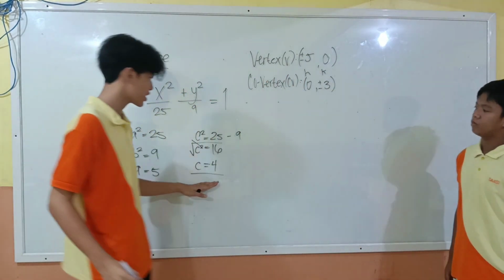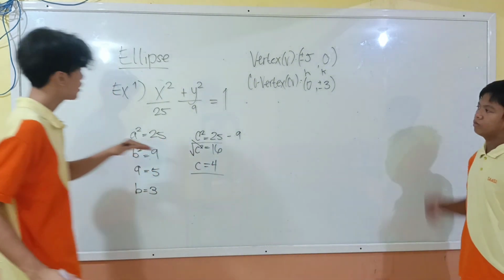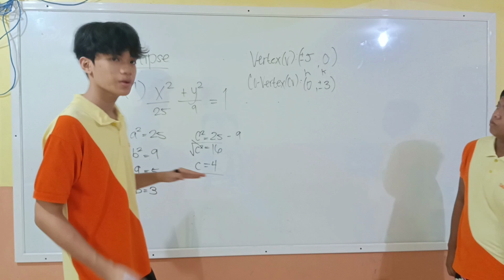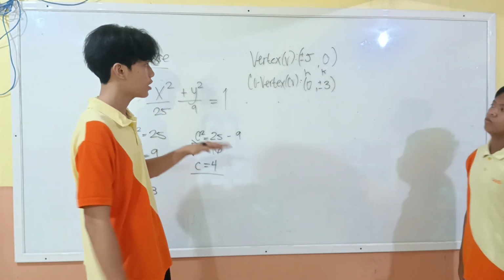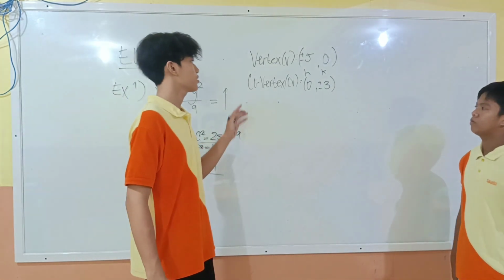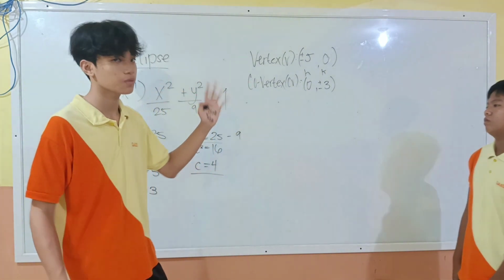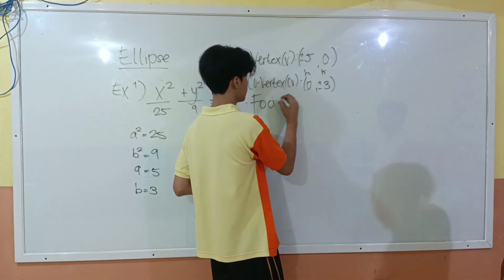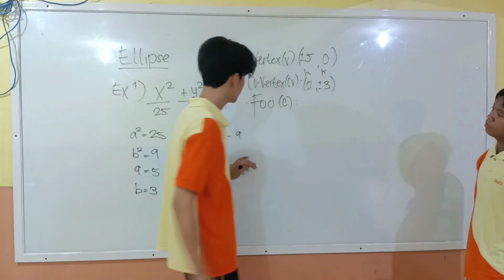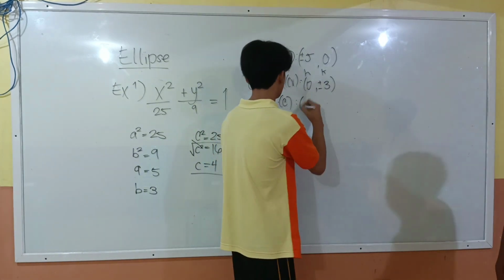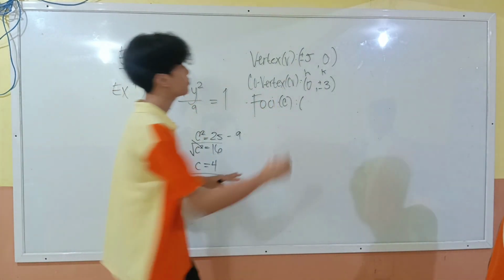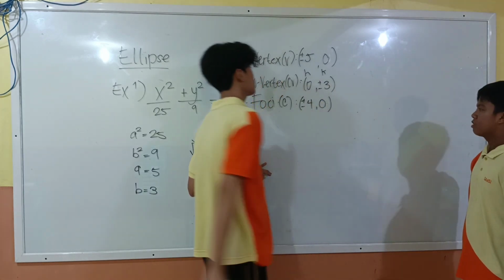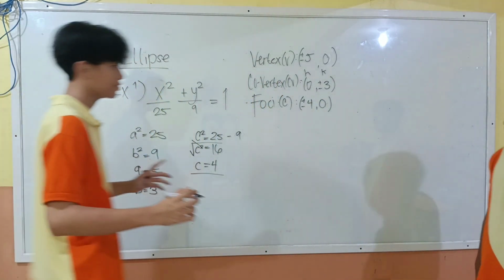And then finally, our foci. Since our vertex is on the x-axis, our foci will also go to the x-axis. Now, there are some cases that our vertex is on the y-axis, but we will tackle that on the next equation. So foci, write foci or c, and then we just put the value which we got, which was 4. So positive, negative 4, and then 0, since we are on 0, 0 axis. Now we're gonna graph this.